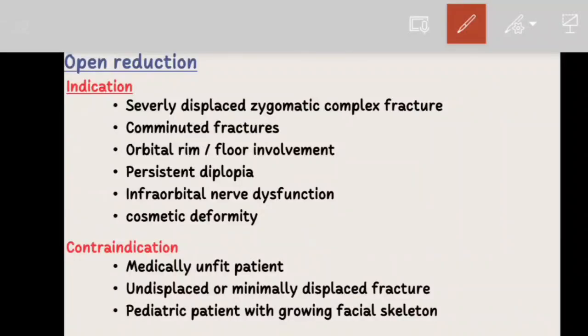Now the open reduction. So these are the indications of open reduction: a severely displaced zygomatic complex fracture, comminuted fractures, orbital rim or floor involvement, persistent diplopia, infraorbital nerve dysfunction, and cosmetic deformity. In these cases, open reduction is needed.